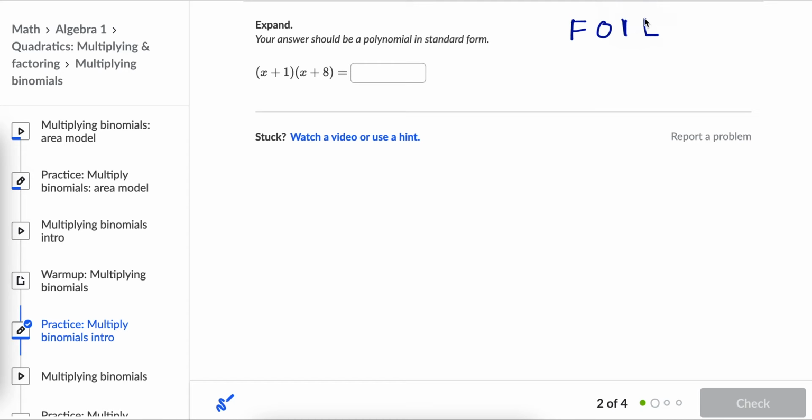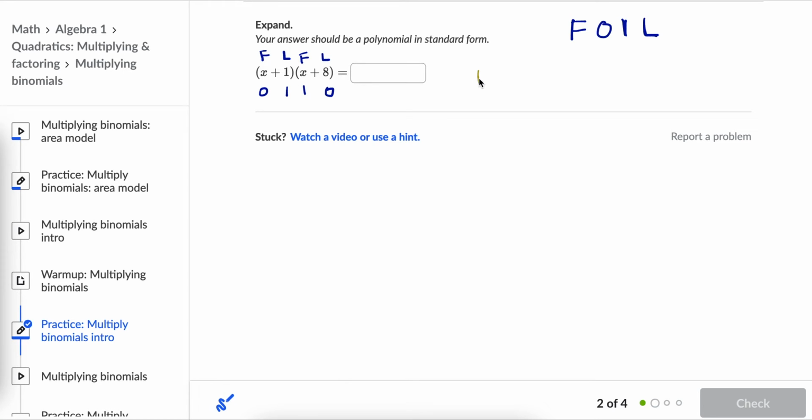So when we look at our binomials, these are our first terms, and then we have our outside terms, and then we have our inside terms, and we have our last terms. If we think of it like that, then we can do our multiplications. So let's take a look at that.